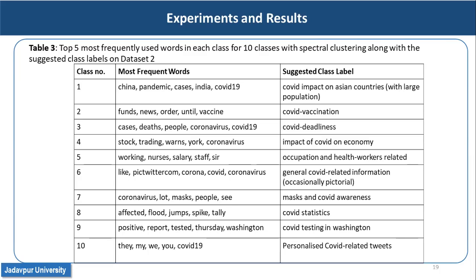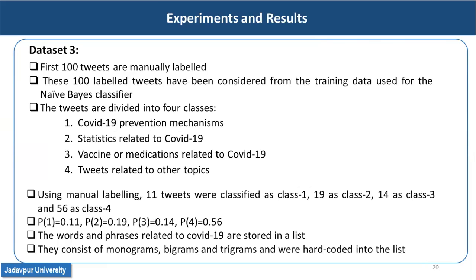Positive report, tested, etc. For each of these, these words are the most frequent. The suggested class levels have been shown. And now we come to dataset 3. Here the first 100 tweets have been manually labeled, and four classes were predetermined for manual labeling.